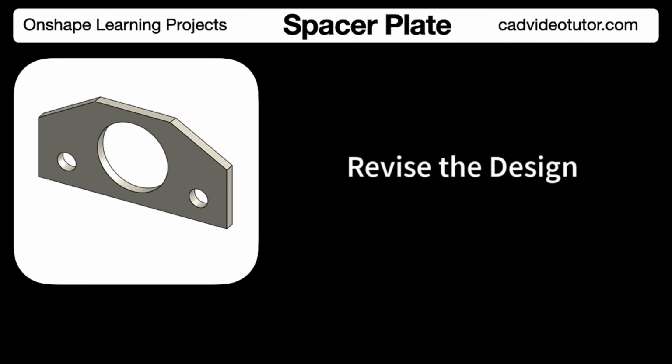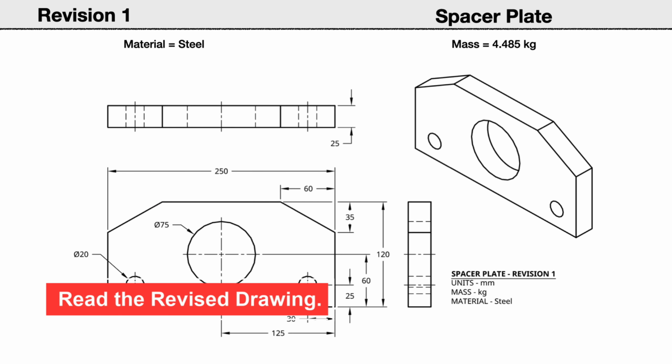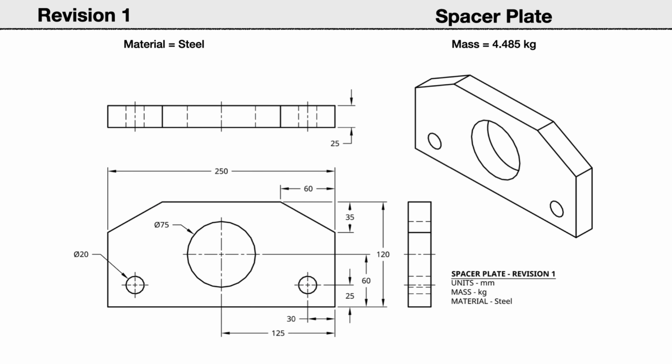In this segment, we'll apply a revision to our part called a spacer plate. First, we'll identify changes by reviewing the revised drawing. First, the length has been increased to 250 millimeters, and the height has been increased to 120 millimeters. Also, the thickness is now 25 millimeters. Please note, all other features should remain in their current size and relative locations.